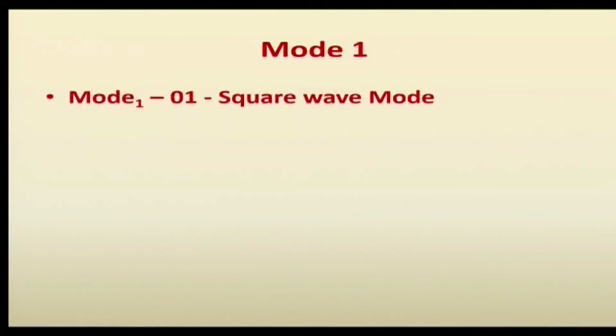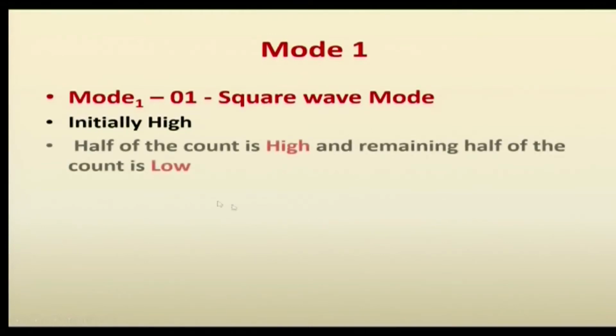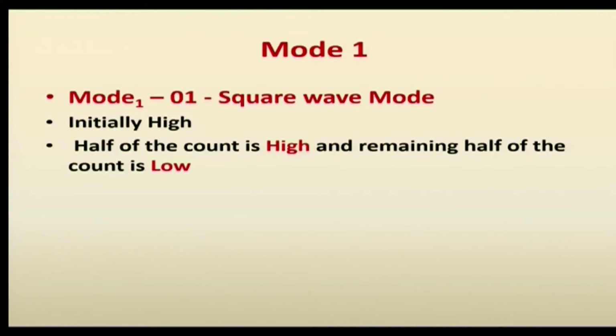In mode 1, we activate it by writing the value 0 1, which is named the square wave mode. This wave is initially at a high position, where half of the count value is high and the remaining half of the value is low. After low, the count value is loaded again, then again half is high and half is low. Every time it is reloaded, so the waveform is repeated. It looks like a square wave, because half of the value is on and half is off.